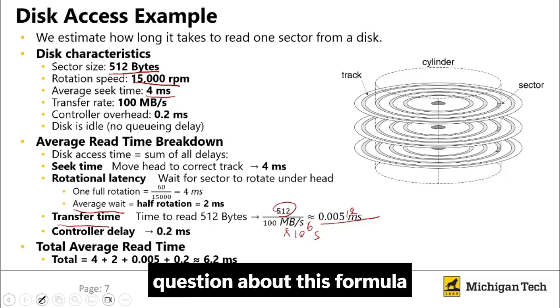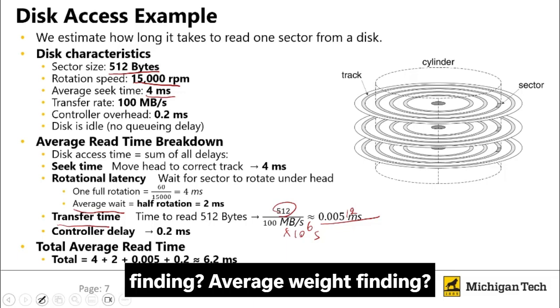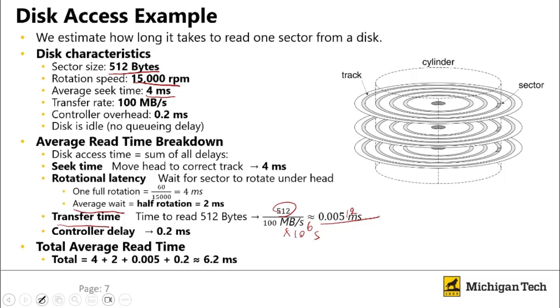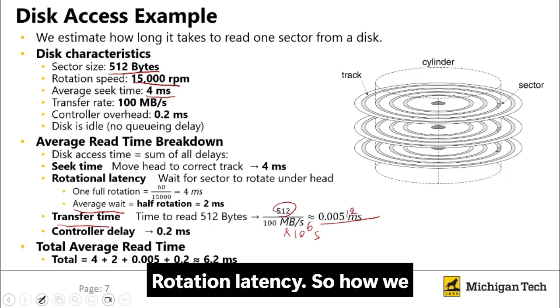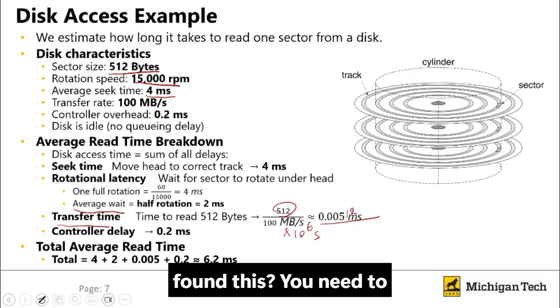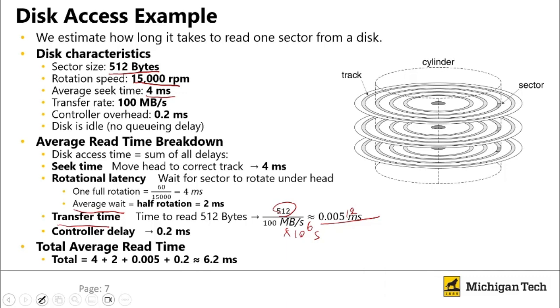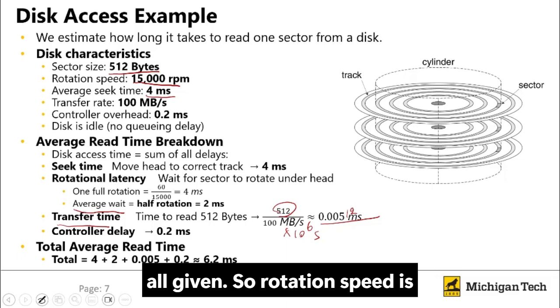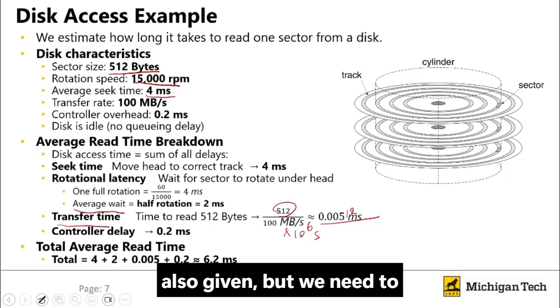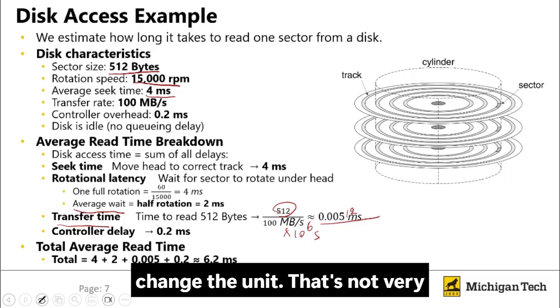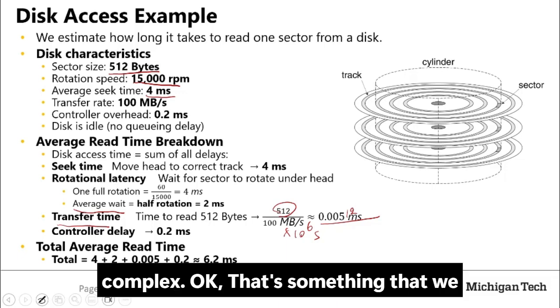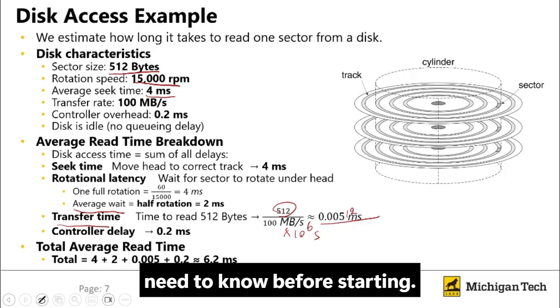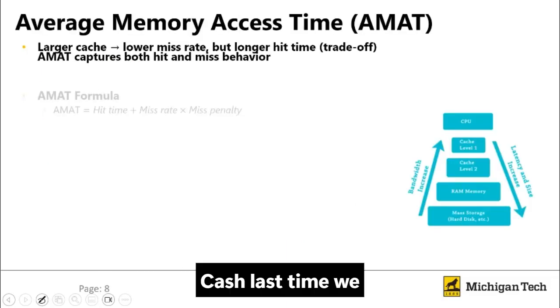Any question about this formula? Finding the average wait, finding the rotation latency. How did we find this? You need to see how much you are waiting for the sector to be ready. So we need to move the head, and this is all given. The rotation speed is also given, but we need to change the unit. That's not very complex. Okay, that's something that we need to know before starting cache.